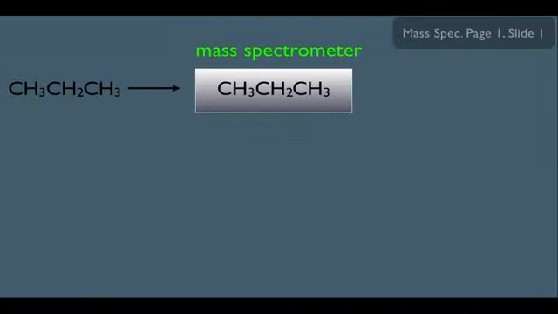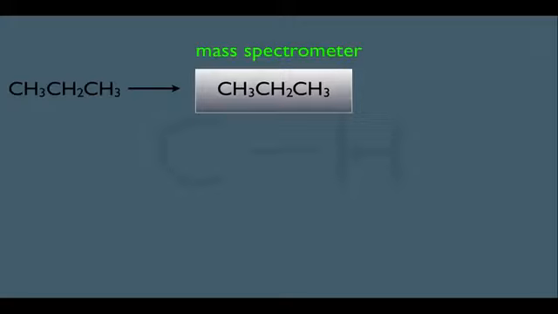Let's say, for instance, we find some substance somewhere and we don't know what it is. And let's pretend it happens to be propane. If we're trying to find out what the substance is, a good place to start would be, what is the molecular weight of the compound? So we take our unknown mystery substance here and we stick it in the mass spectrometer.